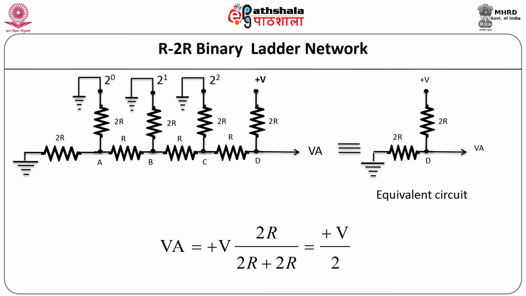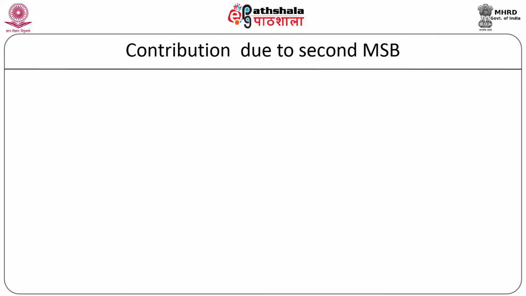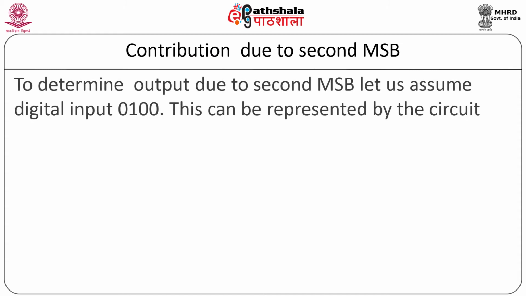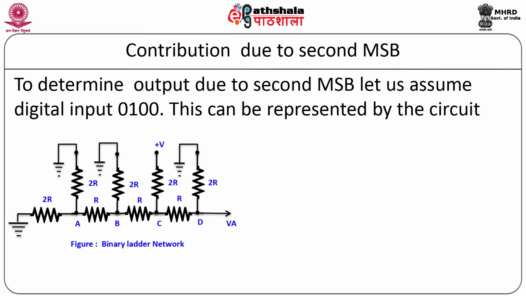That is, the contribution for MSB bit in case of R to R method is plus V by 2, where plus V volt is the voltage assigned to logic 1 bit. We can determine the output due to second MSB. For that purpose, let us assume that digital input is 0 1 0 0. This can be represented by the circuit as shown.